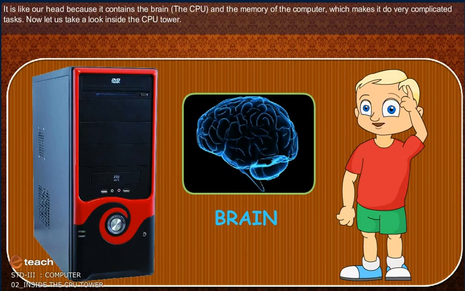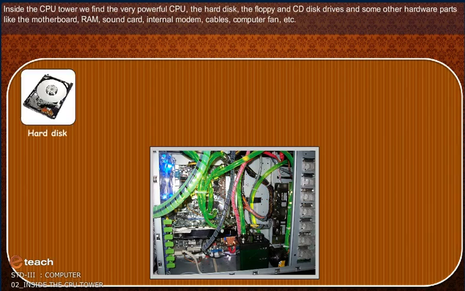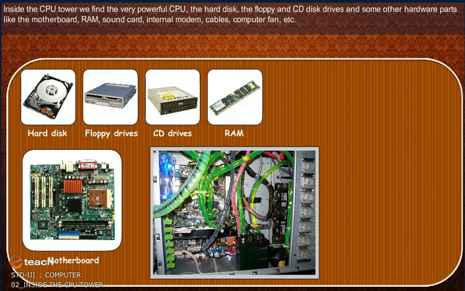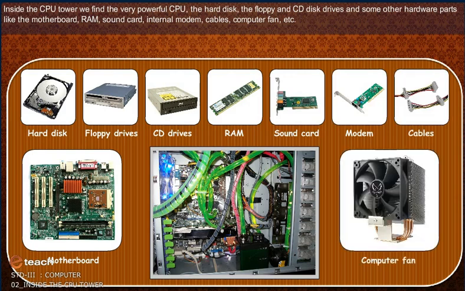Now let us take a look inside the CPU tower. Inside the CPU tower, we find the very powerful CPU, the hard disk, floppy and CD disk drives, and some other hardware parts like the motherboard, RAM, sound card, internal modem, cables, computer fan, etc.